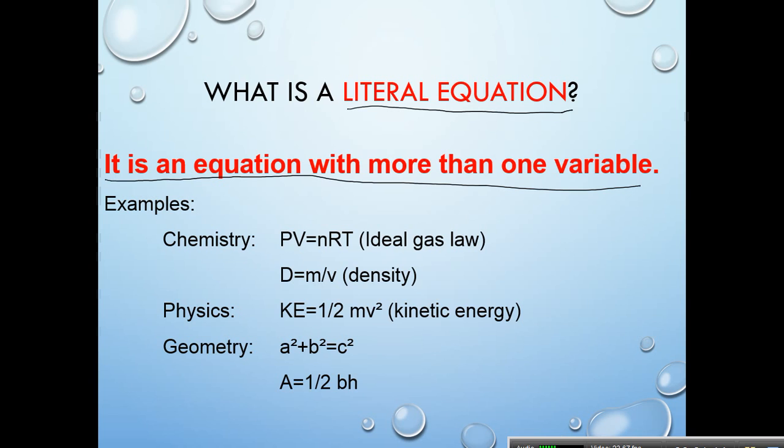In chemistry, when you take chemistry, you'll probably see some ideal gas laws. Density equals mass divided by volume. Physics has a lot of formulas also, like the one used for kinetic energy. And then geometry: a squared plus b squared equals c squared, and area equals 1/2 base times height, that's the area of a triangle. These are very, very common. You're going to see these show up a lot, especially in science.